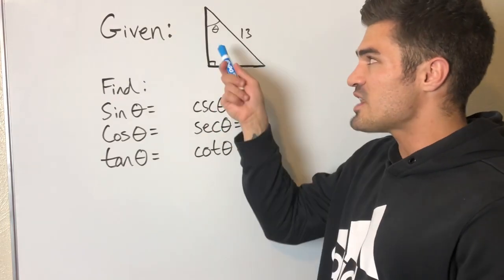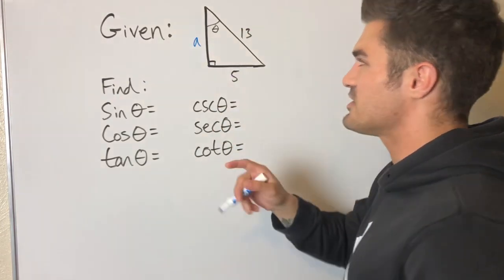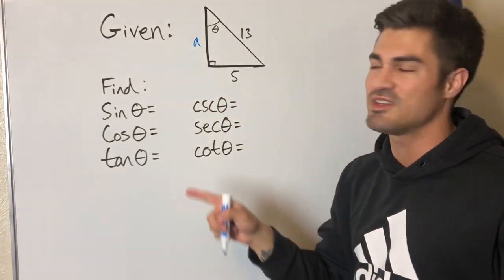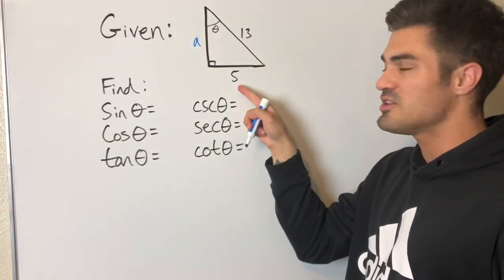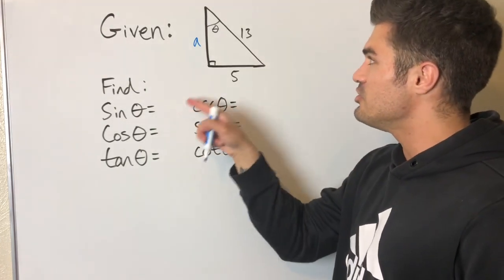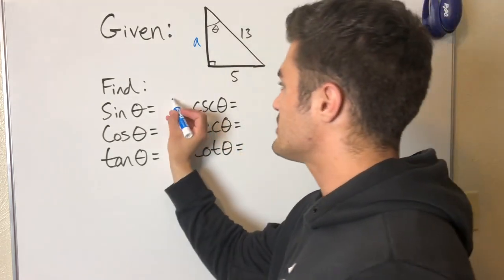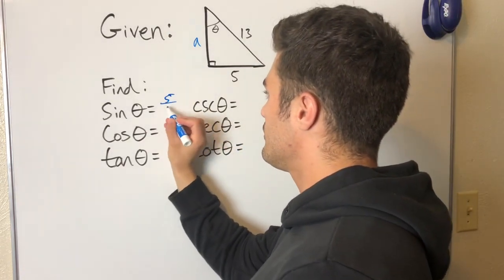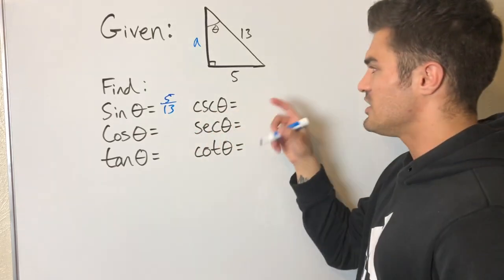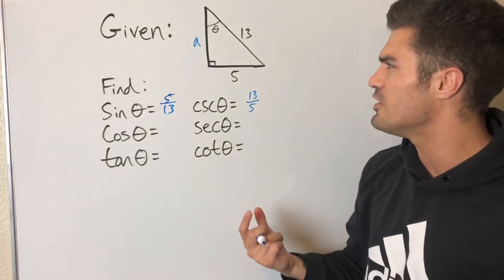But first things first, I need to find this side. You can call it whatever, x. I'm going to call it a, because in this case it actually is the adjacent side, right? This would be adjacent, this would be opposite. This is my hypotenuse. So I actually already know sine. I know that sine is opposite over hypotenuse, so sine is actually 5 over 13. And I know cosecant. That means cosecant is 13 over 5.